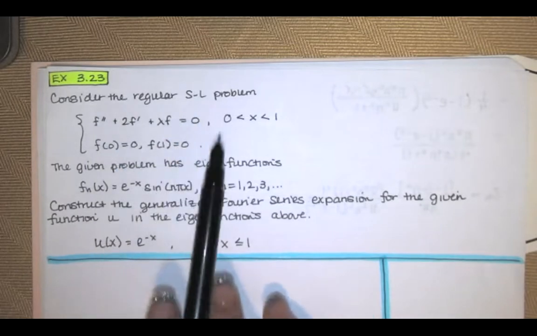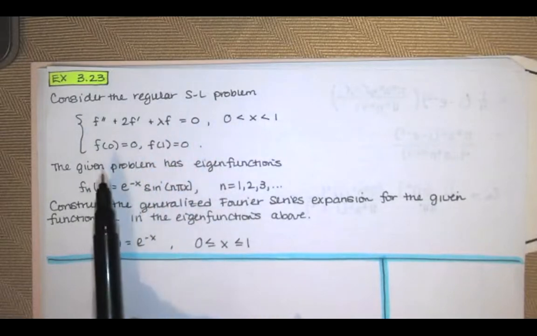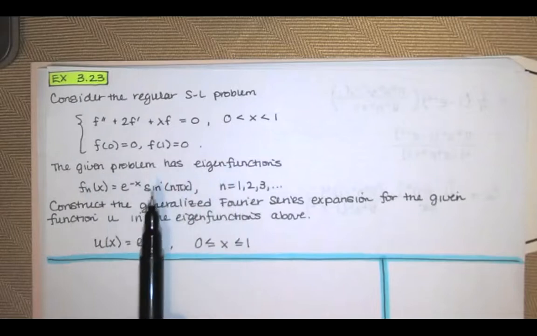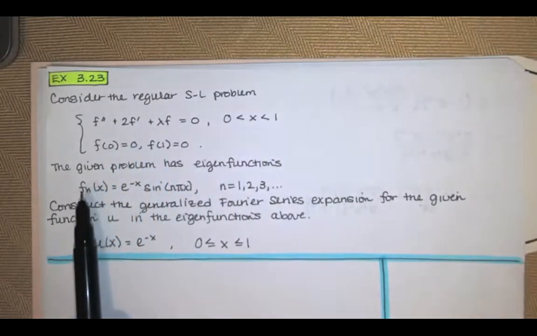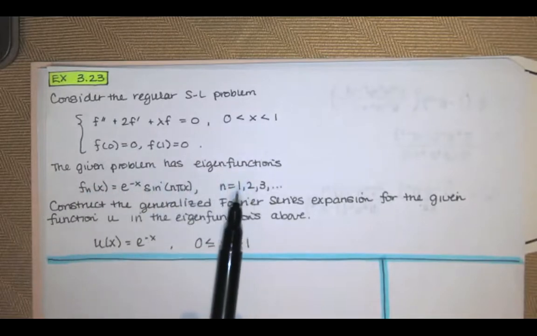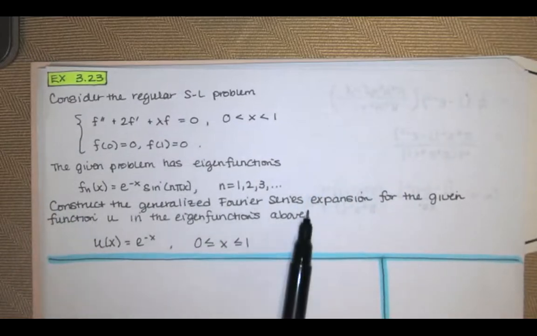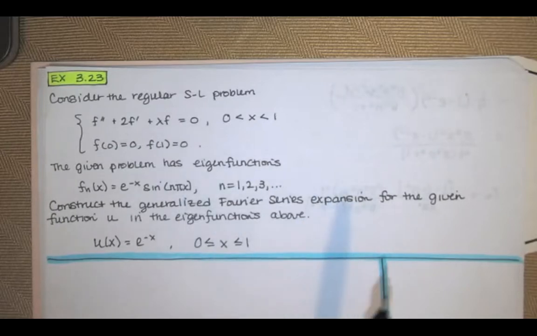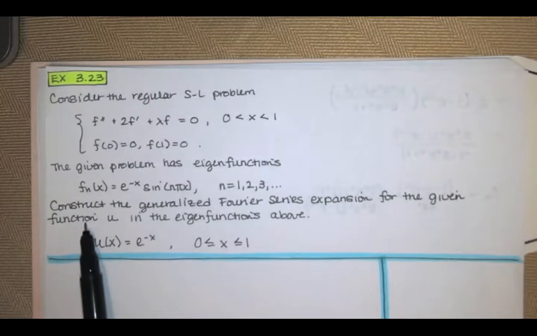And it turns out that if you solve this regular Sturm-Liouville problem using the methods that we've discussed in other videos, you can find that the eigenfunctions that satisfy this are f sub n of x equals e to the negative x times sine of n pi x for n equals 1, 2, 3, and so on. Then we're asked to construct the generalized Fourier series expansion, otherwise known as the eigenfunction expansion, for the given function u and the eigenfunctions above.